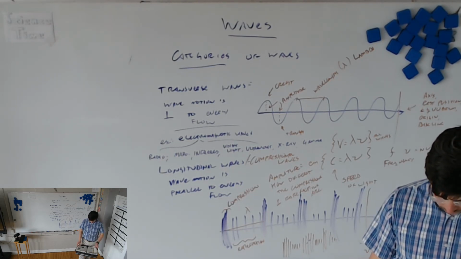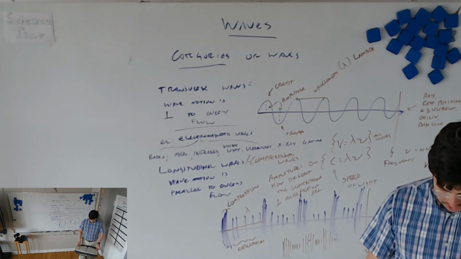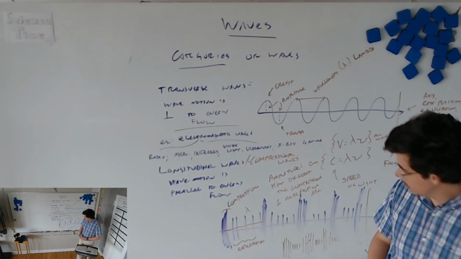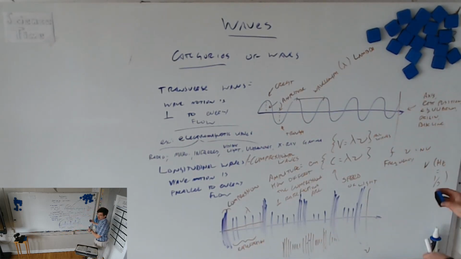Real quick, before we finish, we're going to talk about reflection, refraction, diffraction, and interference. So we'll write those things down. Those are all vocab words. Does anyone need this filled up here?